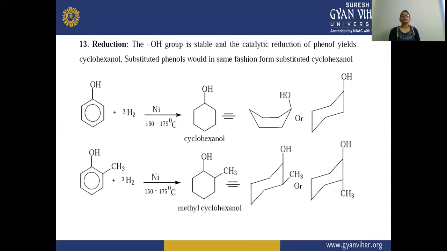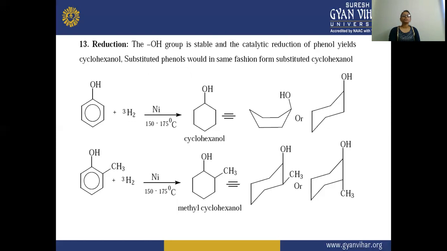So here we are getting the product cyclohexanol, and substituted phenol would in some fashion form substituted cyclohexanol. So here the two structures are formed. Here phenol is treated with 3 molecules of hydrogen in the presence of nickel at 150 to 175 degrees centigrade, and there is a formation of cyclohexanol.